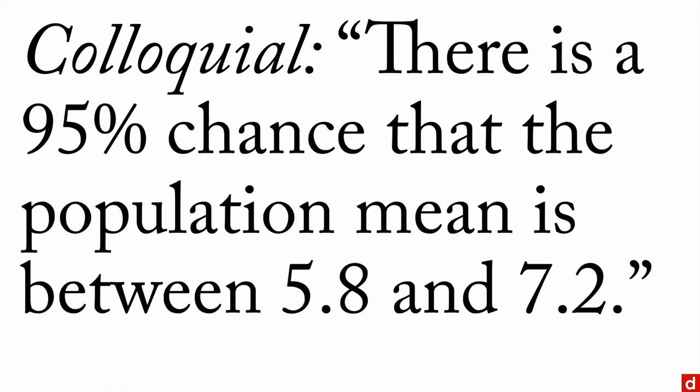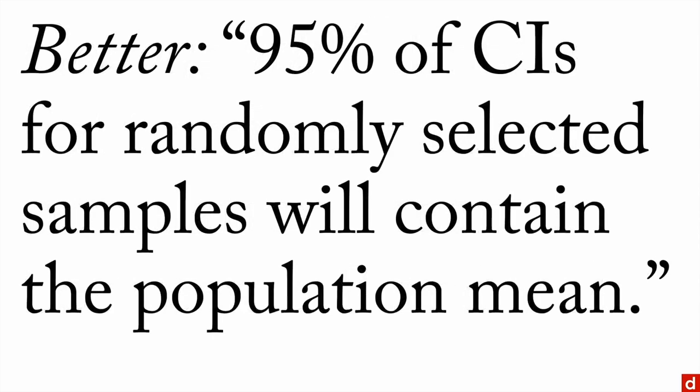Well, in most statistical procedures, specifically frequentist as opposed to Bayesian, you can't do that. That implies that the population mean shifts. That's not usually how people see it. Instead, a better interpretation is this: 95% of confidence intervals for randomly selected samples will contain the population mean.